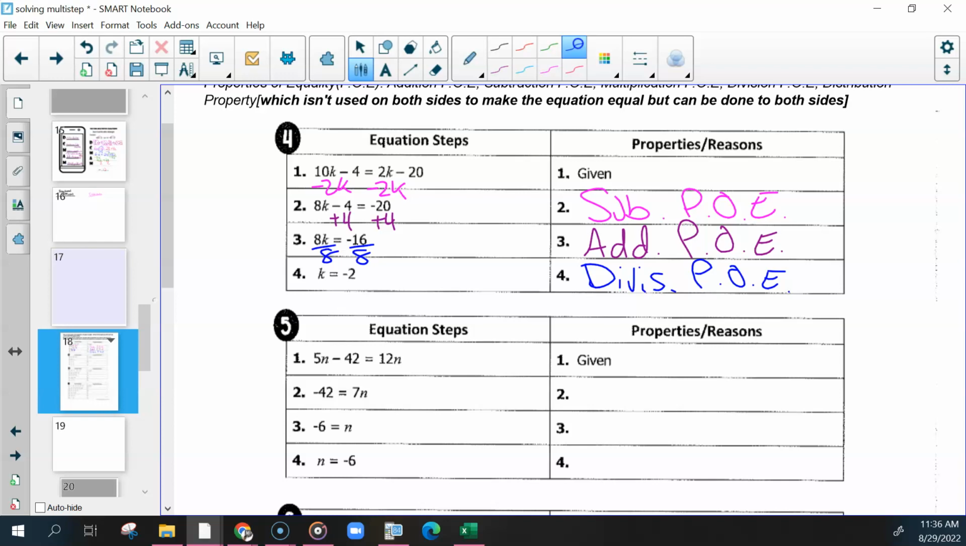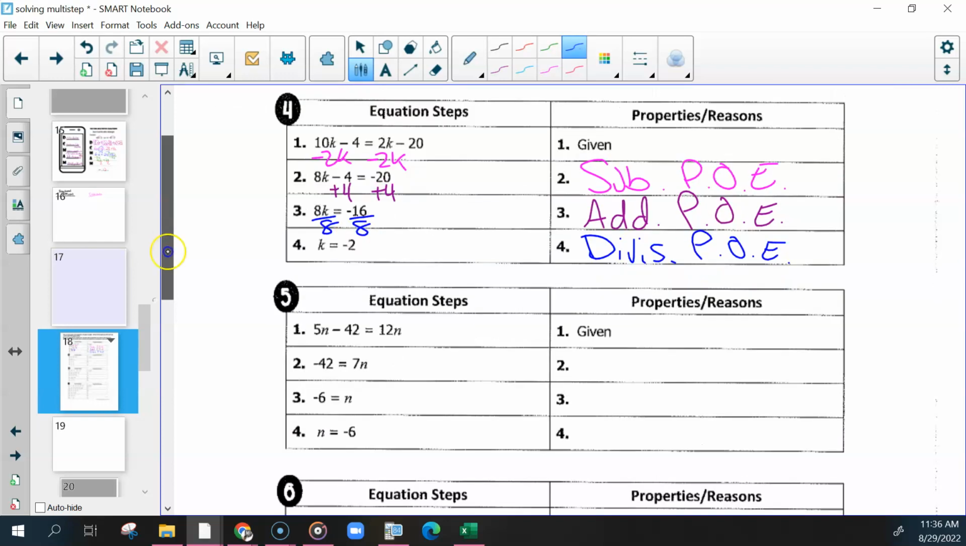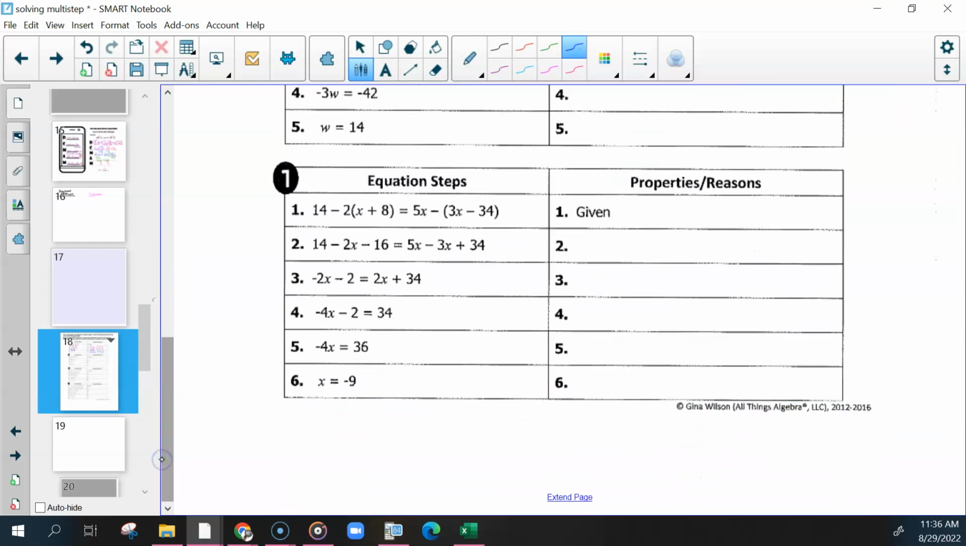Okay, we're going to jump down to example number 7, the last one on the page. That one has a lot more, but we're just going to, again, take it step by step and see what changed, what did they do, and go from there. So we have this big long equation. What did they do from step 1 to step 2?